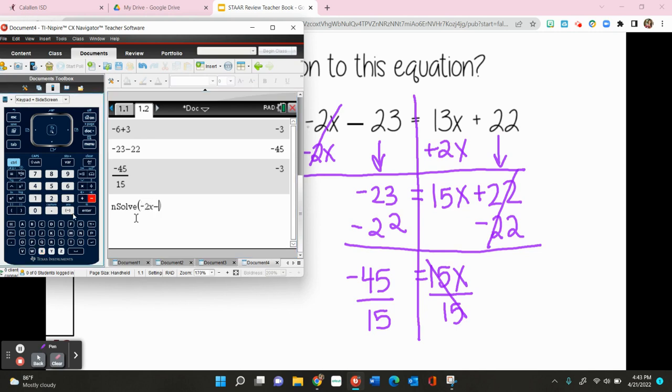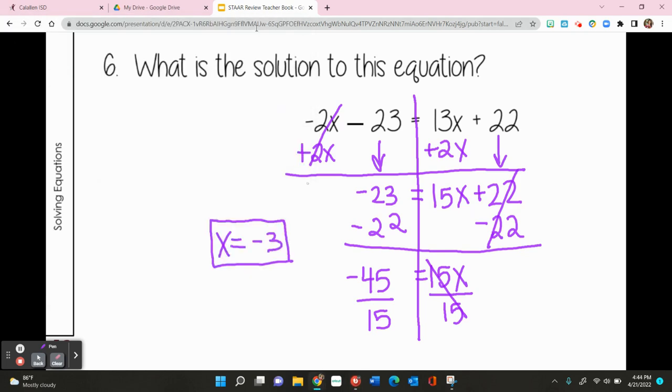-2x minus 23 equals 13x plus 22. Now, before you press enter, you have to put a comma. You have to tell your calculator what variable you are solving for. And the variable here we are solving for is x. And when we press enter, we see that our calculator returns back to us -3. So here we have checked this using nSolve.